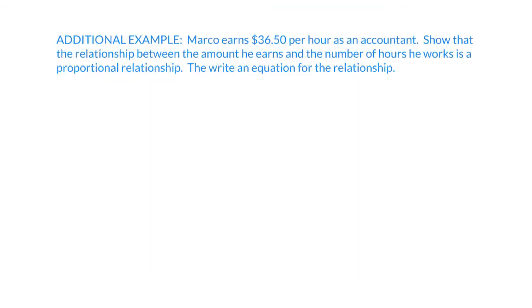Okay, so here's an additional example. Now, this is not in your textbook. I just had an extra example. Marco earns $36.50 per hour as an accountant. Show that the relationship between the amount he earns and the number of hours he works is a proportional relationship. It should say then write an equation for the relationship. So I need to fix that.